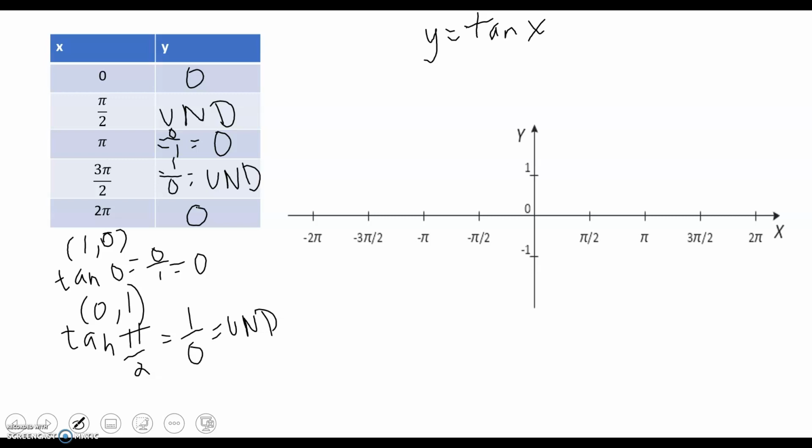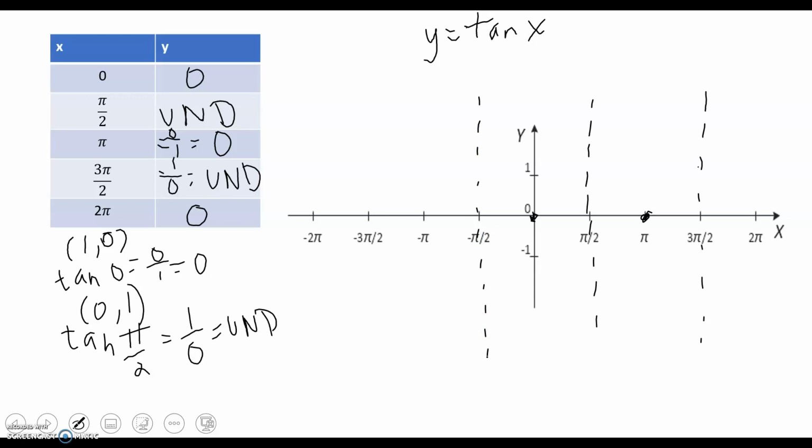And so that just lets us know that at 0, we're at the point 0. At pi over 2, we have what's called an asymptote because it's undefined. Anytime you have an undefined value, there's an asymptote there. At pi, we're at 0. At 3 pi over 2, we also have an asymptote, okay? Now, if you notice, we have asymptotes at every odd multiple of pi over 2. So at pi over 2, 3 pi over 2, that means our next asymptote would be at 5 pi over 2. And if we went backwards, we'll also have an asymptote here at negative pi over 2.